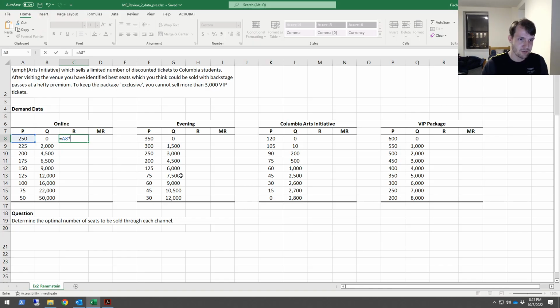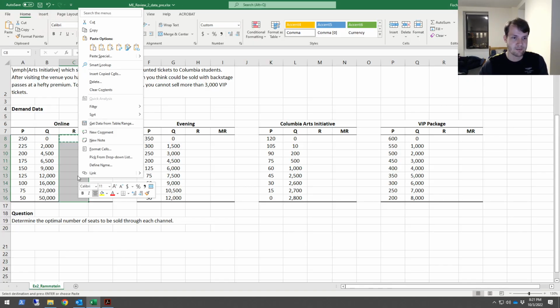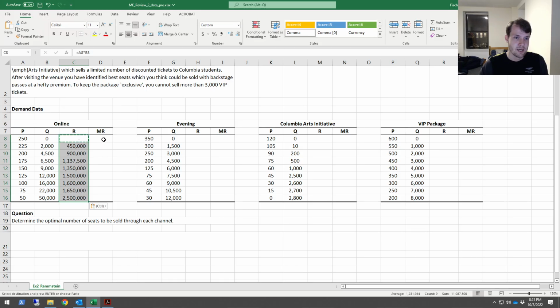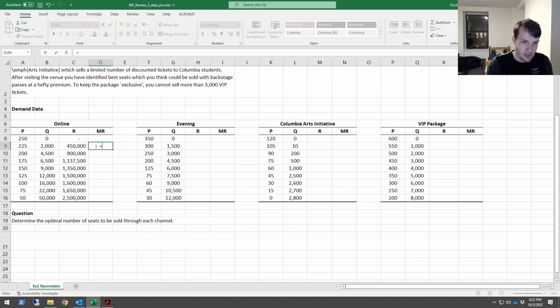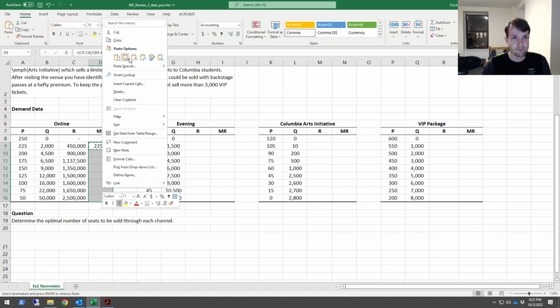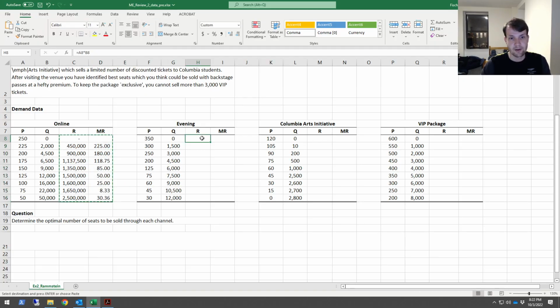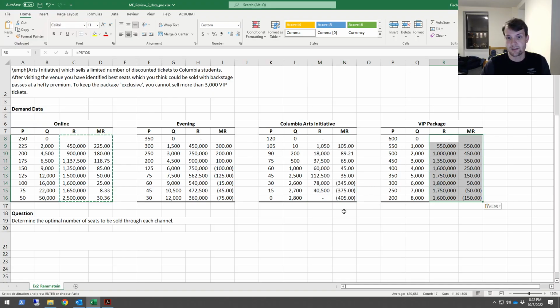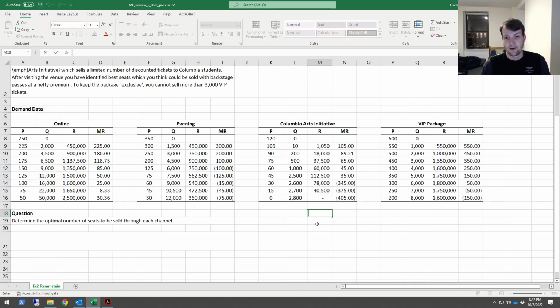Let's compute revenues. Well, that's just the product between these two. Margin revenues, that's easy. I'm going to leave the first one empty since it's 0. Now the margin revenue is obviously the change in revenue divided by the change in quantity. I'm going to drop those down, and I'm going to now just copy paste these things over. All right, that was it.